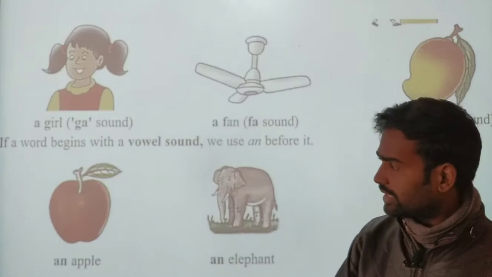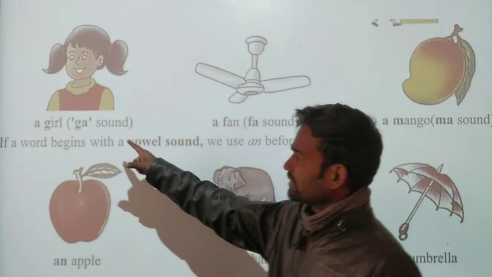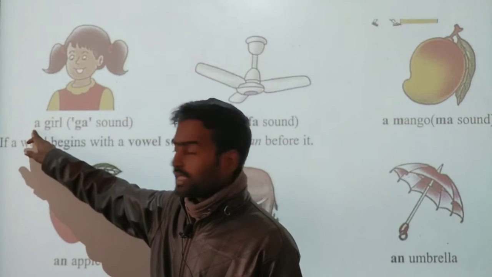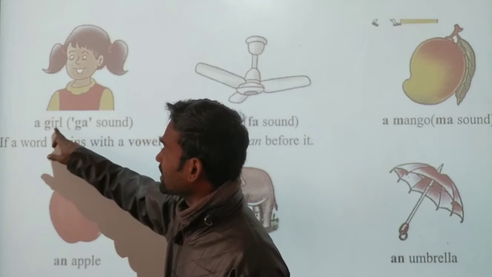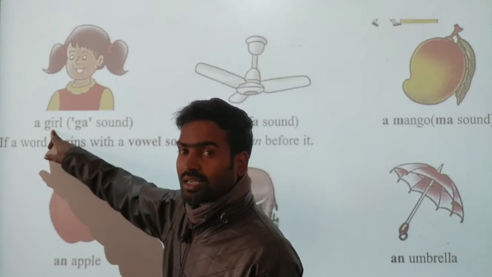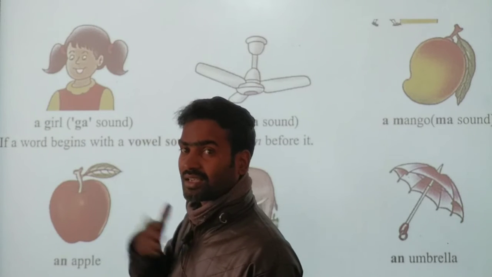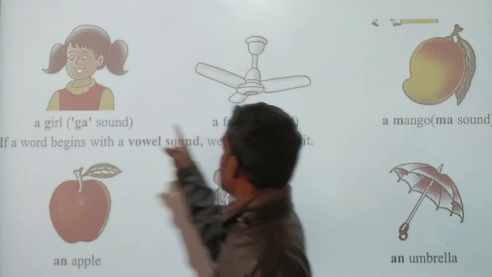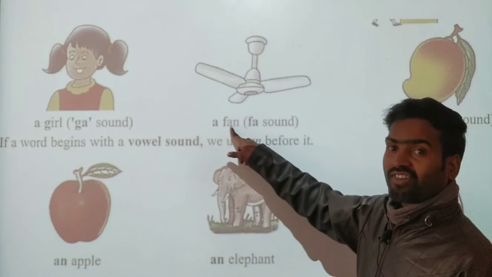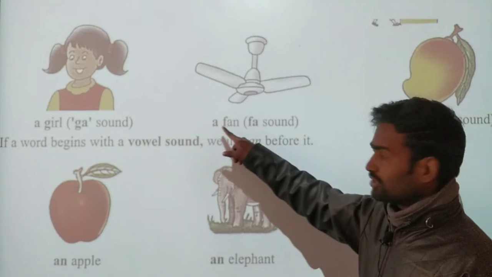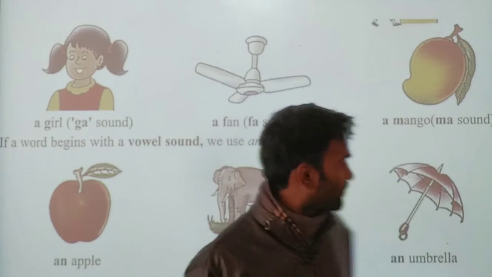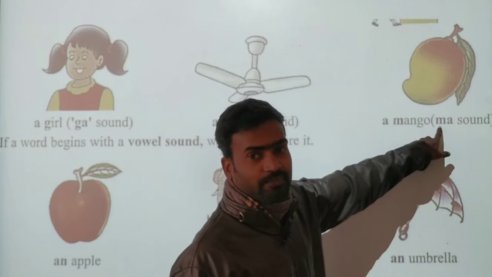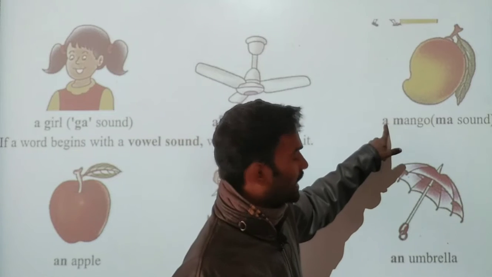See here, a girl. Here, girl, we use a. G-I-R-L, girl, a G sound comes, so we use a. And see here, a fan. F sound is there, so we use a. And the next one, a mango. M sound is there, so it is a consonant sound, so we use a.